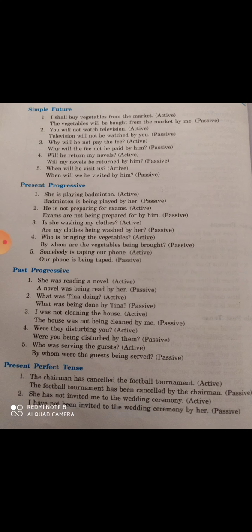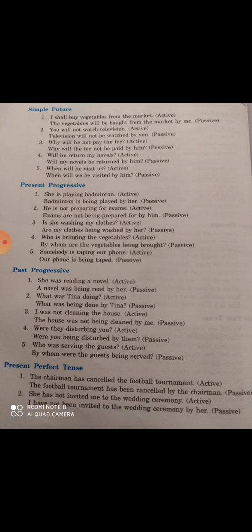When will he visit us? When will we be visited by him? This is the passive voice in simple future. We have to remember this is the same structure that we are going to use in all the modal verbs: can, could, may, might, and all these. Will, would, shall, should. So we have to follow shall or any other modal followed by be and the third form of the verb, the past participle form of the verb.